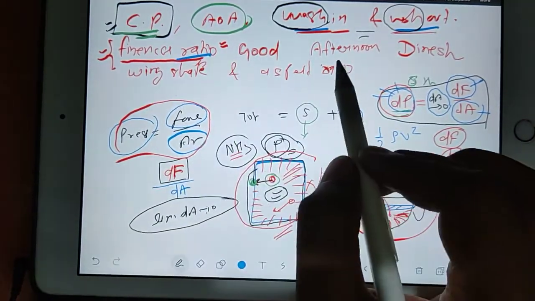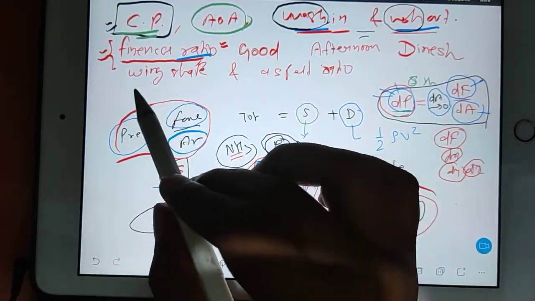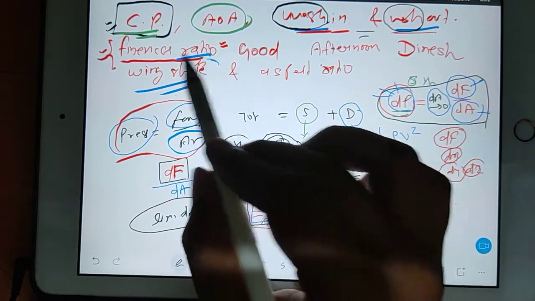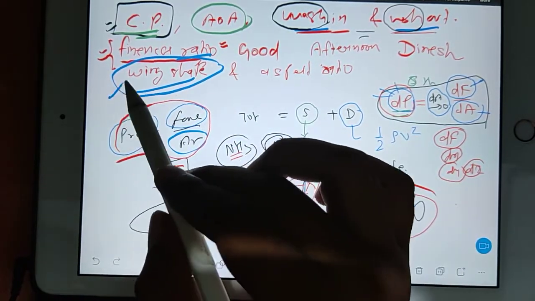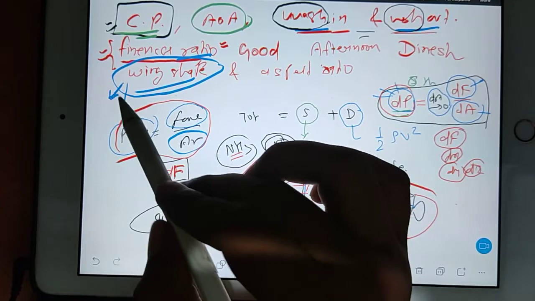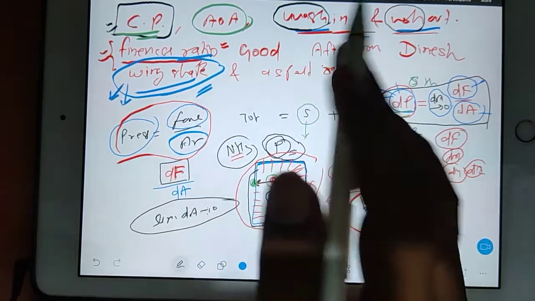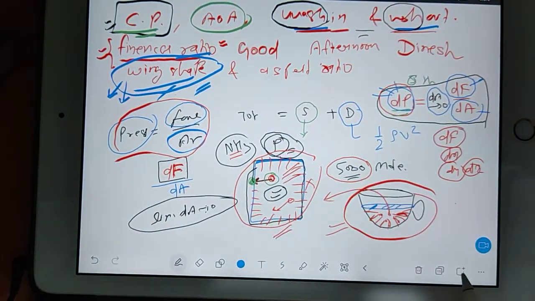So fineness ratio is clear, and then we have to understand wing shape. Wing shape is about any shape which is used in aircraft, that is, aerodynamic shape. Just 2 minutes will be enough on this. I will explain what this is.